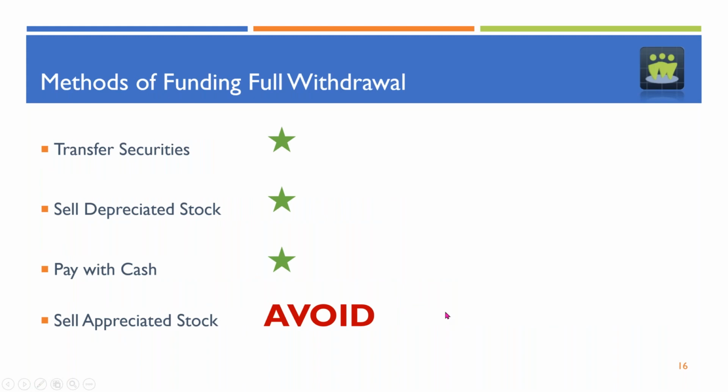All right, now we'll go to full withdrawals, right? It's a little different there. Transferring securities is a recommended payment process. Selling depreciated stock, paying with cash, and the thing you want to avoid is selling appreciated stock. It would be much better to transfer appreciated stock than to sell it in for a full withdrawal.